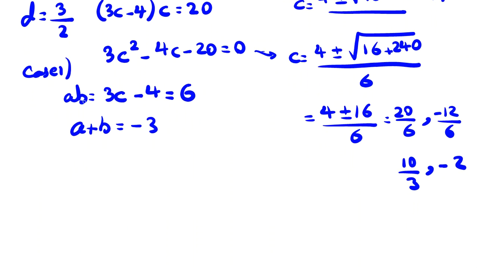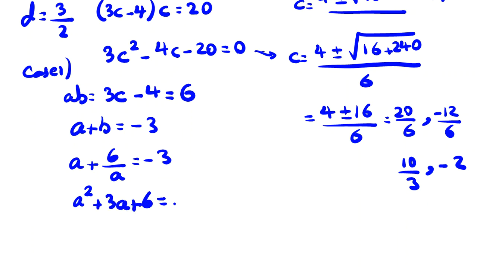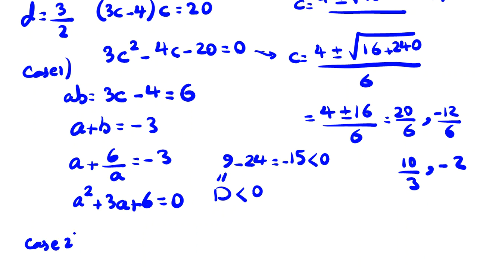So here you can say B is 6 over A, so it will be A plus 6 over A equals negative 3. If we multiply both sides by A, it will be A squared, and this one, negative 3A, take it to the left hand side, it will be plus 3A plus 6 equals 0. And then if we use the quadratic formula, the discriminant will be less than 0. Why? Because it will be 9 minus 24, which is negative 15, and it will be less than 0.